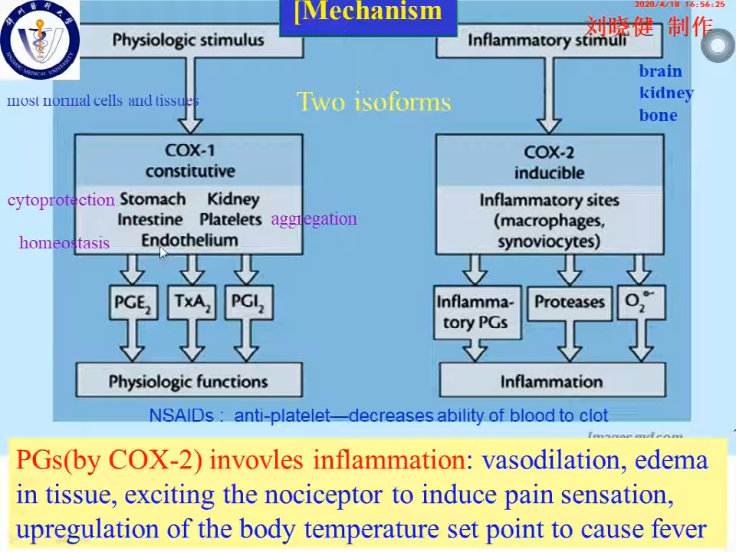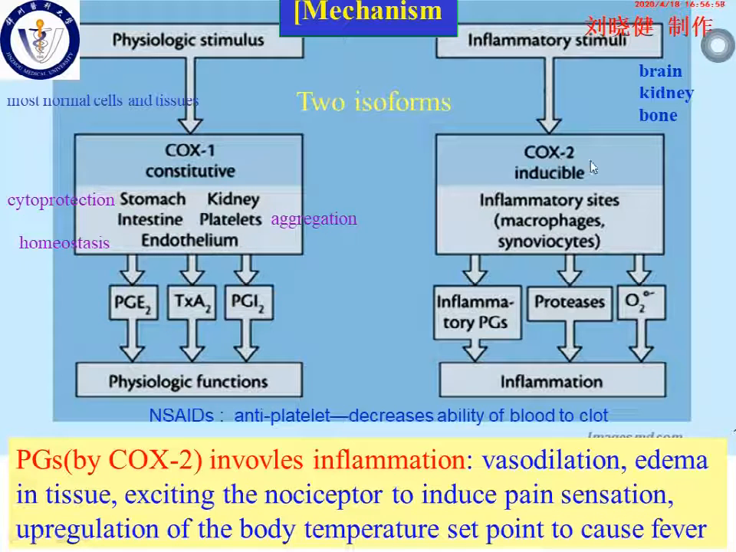In the endothelial cells and platelets, prostaglandin production is related to platelet aggregation and vascular hemostasis. In the kidney, prostaglandins made by COX-1 are related to kidney blood flow. So they are related to some physiological functions at the local area.